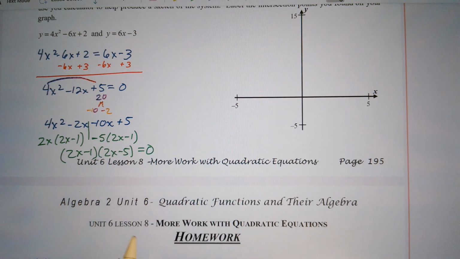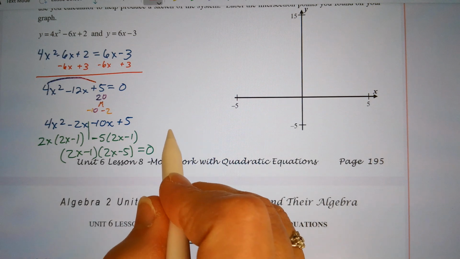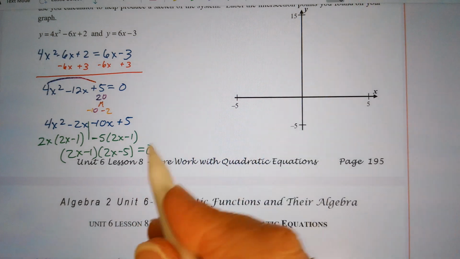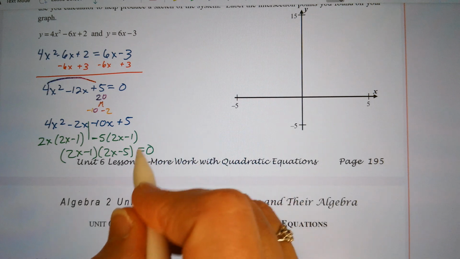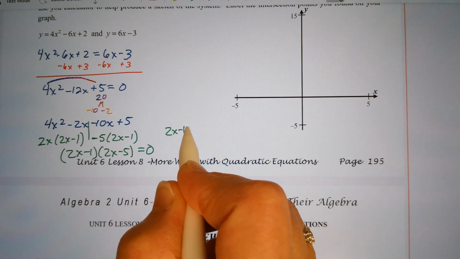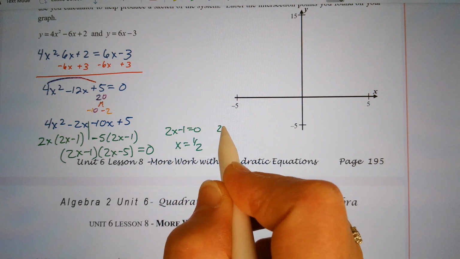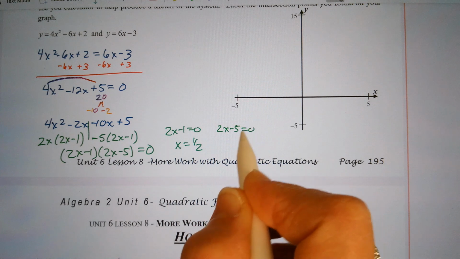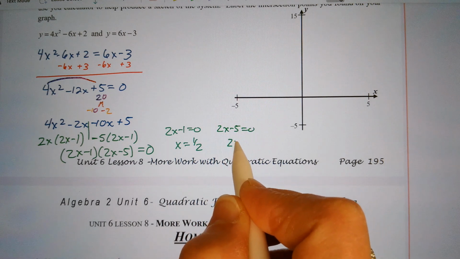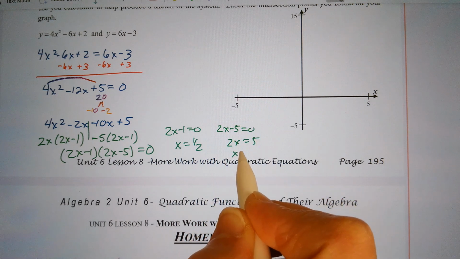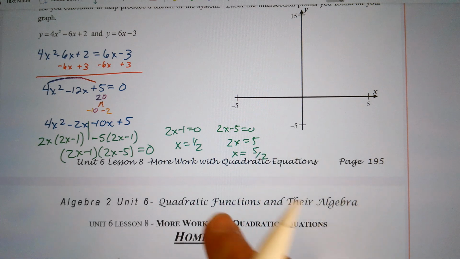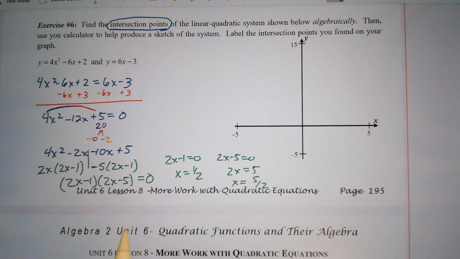Again, bring down the equals 0, go back to solving our equation, set each factor equal to 0, or you can go right to the answer. Many of you can go right to add 1, divide by 2, x equals a half. And then 5 divided by 2, x equals 5/2. Okay, those are only the x values.